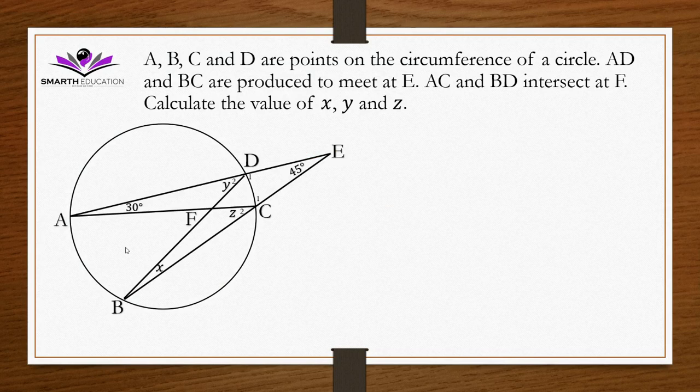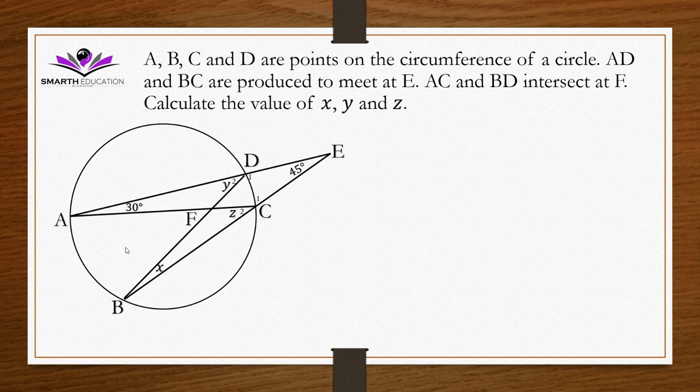Right, try again for about 5 minutes, and then after 5 minutes, we check the solutions. Let's try. Welcome back. What did you do? Right, A, B, C, and D are points on the circumference of the circle. A, D, and B, C are produced to meet at E. A, C, and B, D intersect at F. Calculate the value of X and Y.